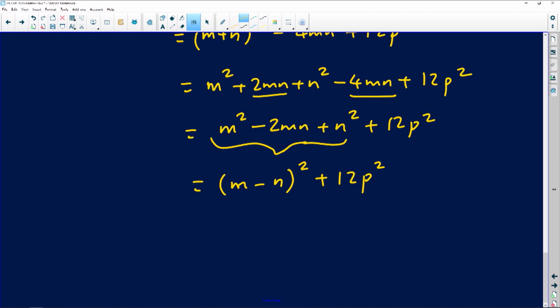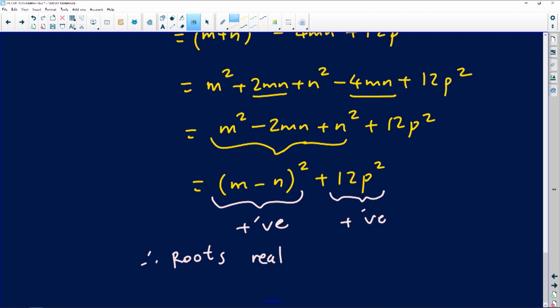You'll agree with me that no matter what n and m are, anything squared is always positive. So this thing is squared, and anything squared is always positive. This here is also squared, and it's positive 12, so it will also be positive. Therefore, no matter what p is, no matter what m is, no matter what n is, the roots will always be real for all real values of m, n, as well as p.